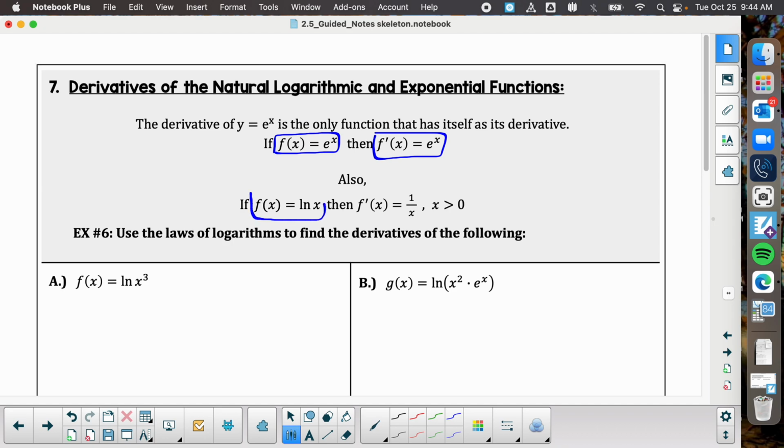If you have a natural log, then the derivative of a natural log is going to be 1 over the x value that you were plugging in. Now that only works if your value is positive. That's kind of like a given because natural logs can have negative answers, but you can't evaluate the log of a negative number. Okay, so let's do some of these.